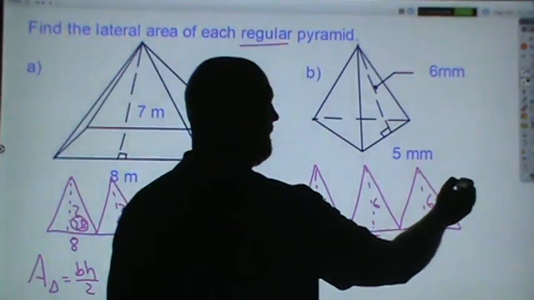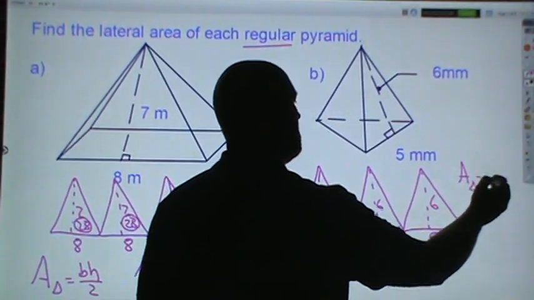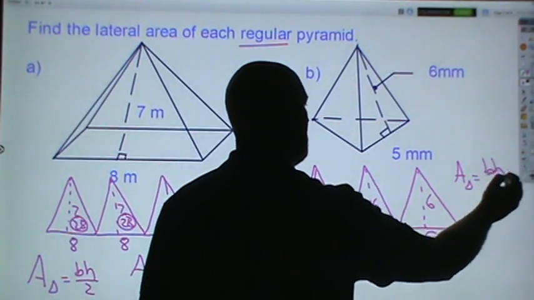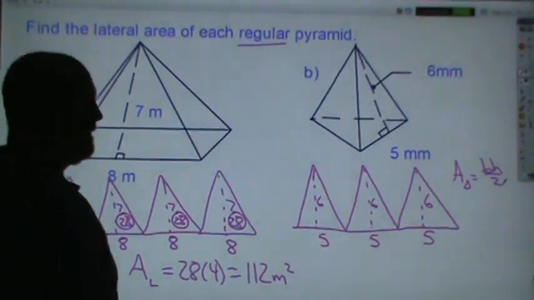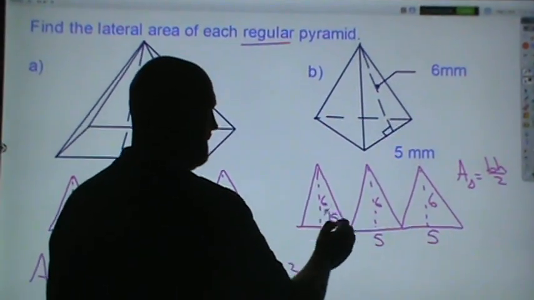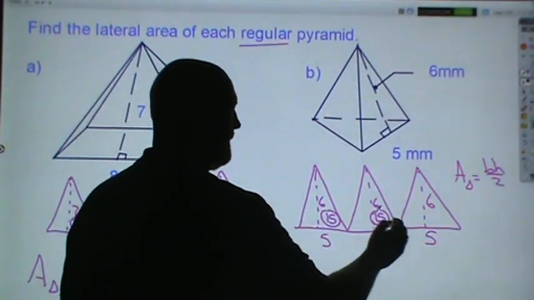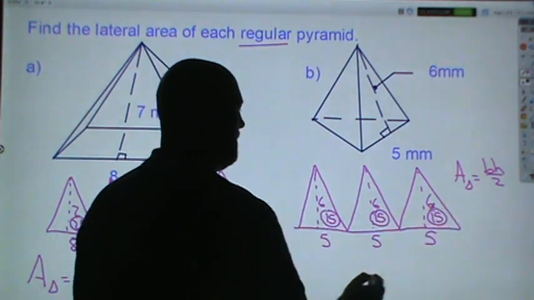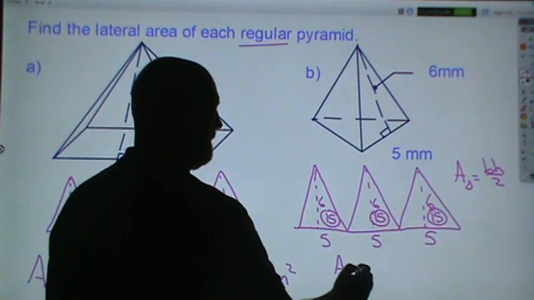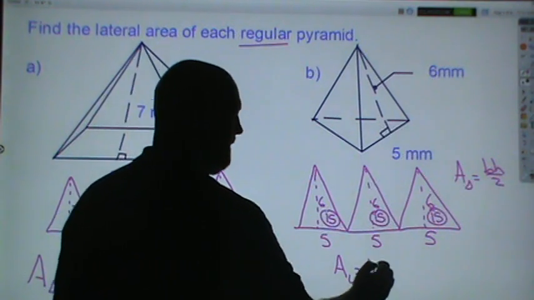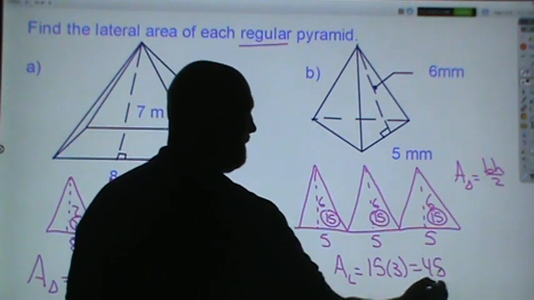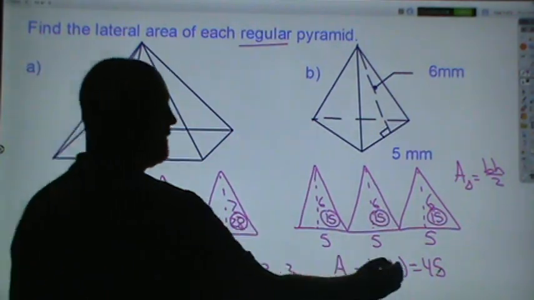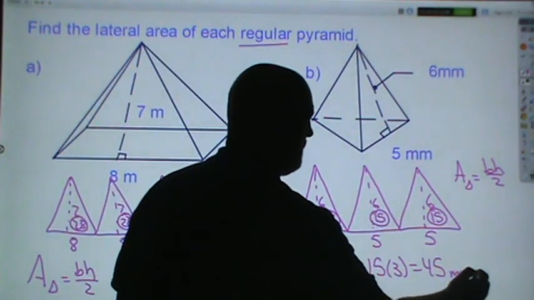Remember, the area of a triangle is equal to base times height divided by 2. So when I do 6 times 5 divided by 2, I get 15. So each one of these lateral surfaces has an area of 15. To get the total lateral area, I will multiply 15 by 3 because I have the 3 triangles, which is 45. Since it's an area, it's a unit squared, so we'll have millimeters squared.